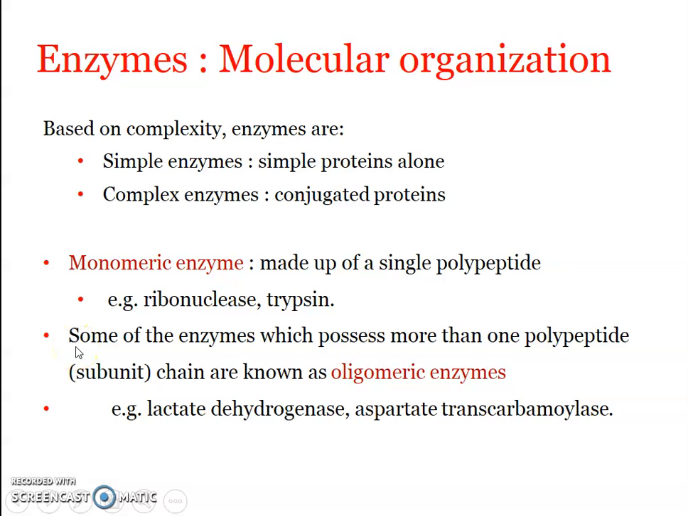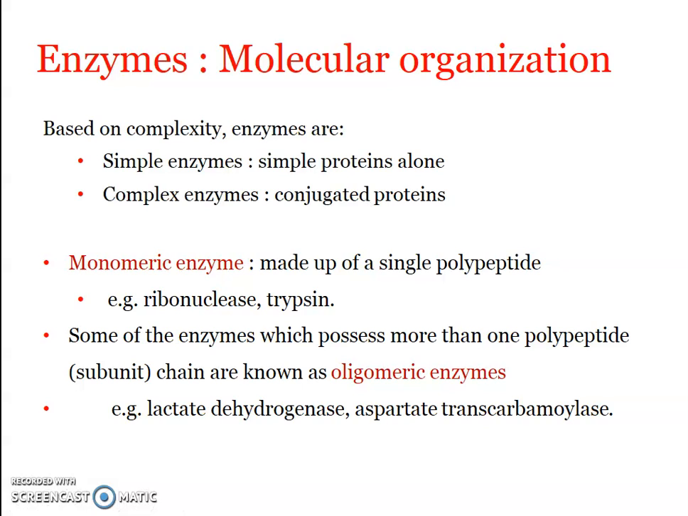Okay, so welcome. Here we will be discussing the molecular organization of enzymes. Based on the complexity of the molecular organization, we can identify two kinds of enzymes. Simple enzymes are made up of proteins alone, simple proteins alone, while complex enzymes are otherwise referred to as conjugated enzymes or conjugated proteins.